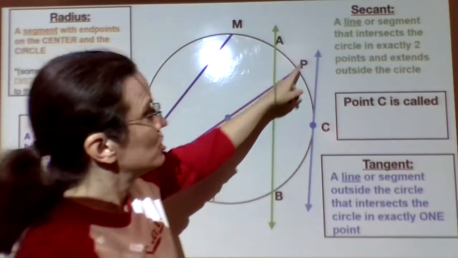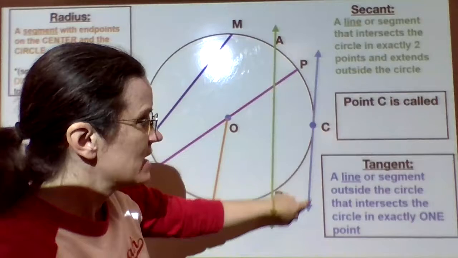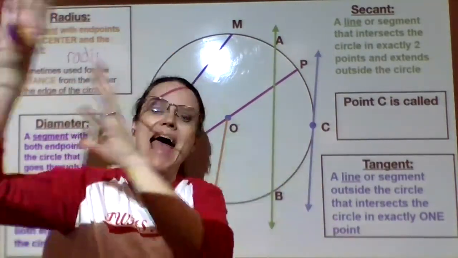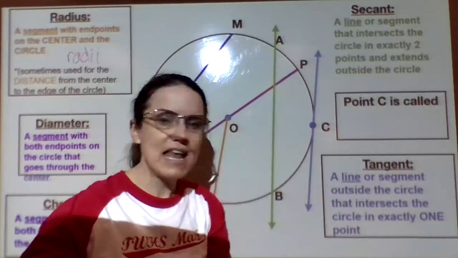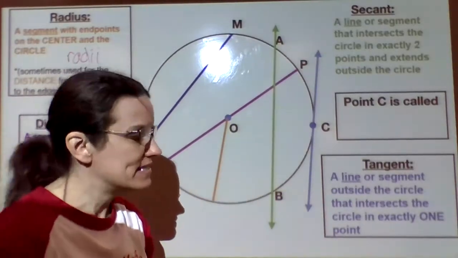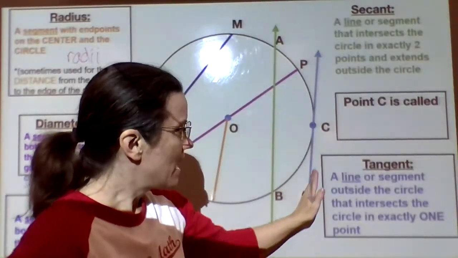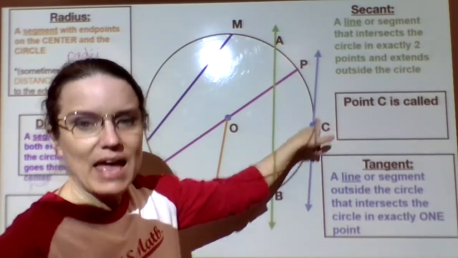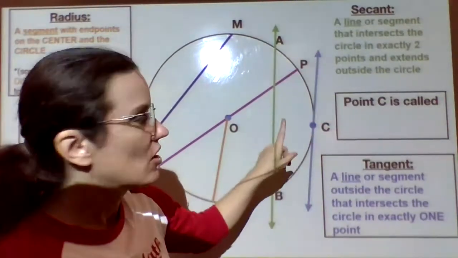Okay? This blue line or segment is called a tangent. Tangents are completely outside the circle. They never go onto the interior. Instead, they swing by and they touch the circle in exactly one spot and then keep on going. This is called your tangent.